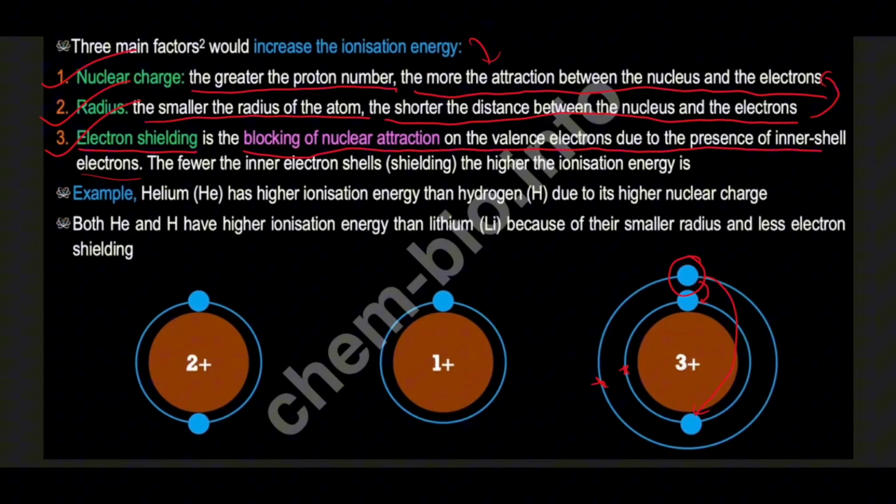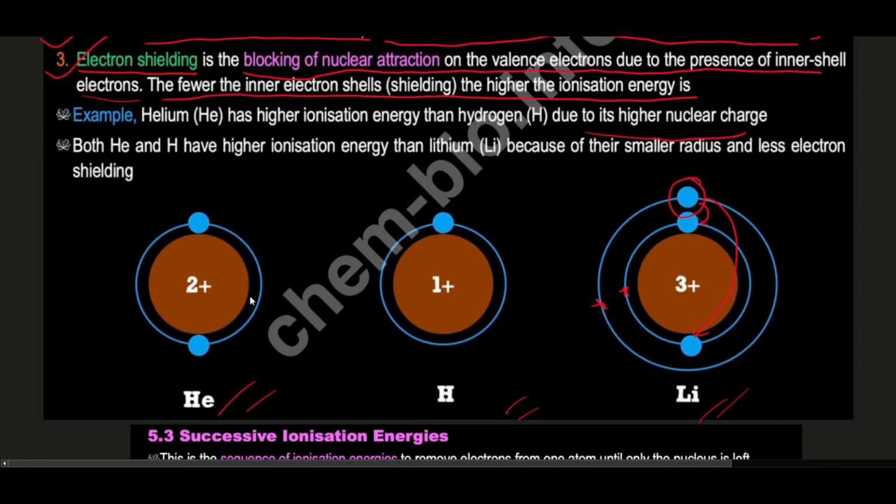So if there are fewer inner shells, the higher the ionization energy. Always remember this. Helium has higher ionization energy than hydrogen due to its higher nuclear charge. Did you understand why helium has higher ionization energy than hydrogen? Because it has a higher nuclear charge. Why does it have a higher nuclear charge? Can you tell me? Exactly. Both in helium.